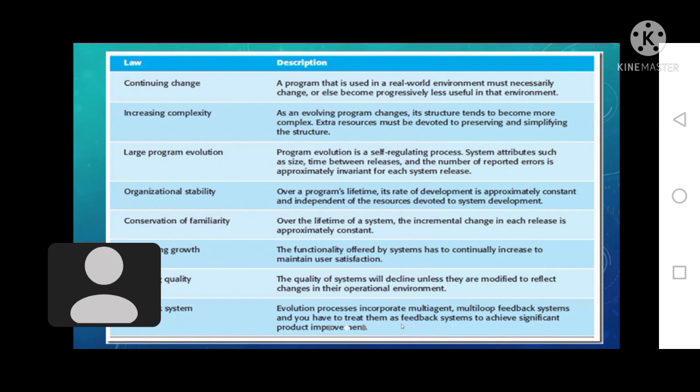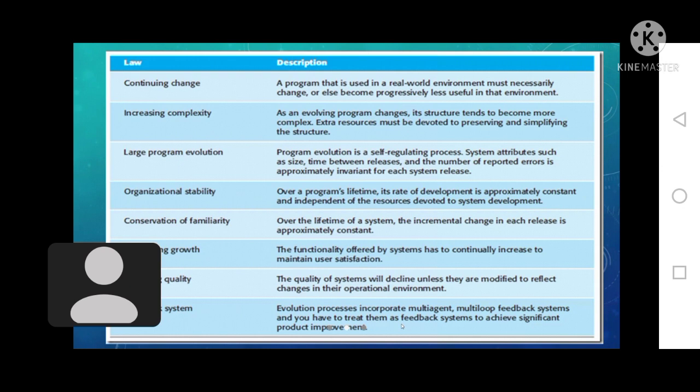Law of increasing complexity: as an evolving program changes, its structure tends to become more complex. Extra resources must be devoted to preserving and simplifying the structure. You see, when a program evolves, we add more components to it, which makes its structure more complex. So a business or an organization should spend its resources to keep the program as simple as possible.